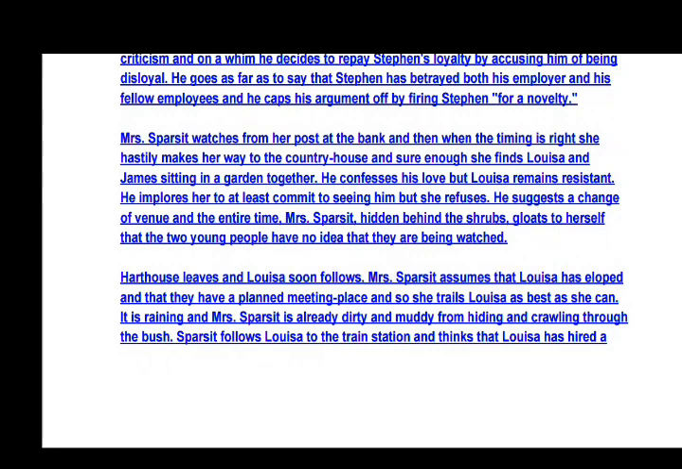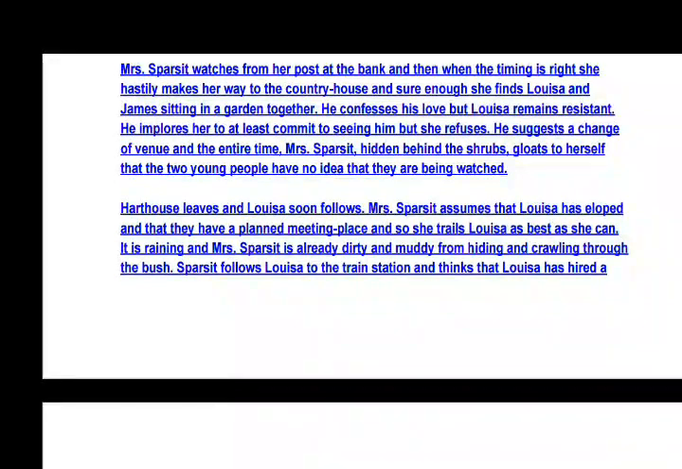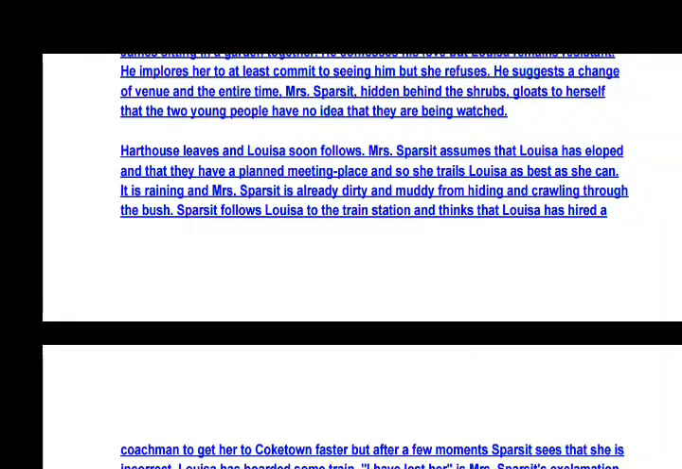Mrs. Sparsit, hidden behind the bushes, gloats to herself that the two young people have no idea that they are being watched. Harthouse leaves, and Louisa soon follows. Mrs. Sparsit assumes that Louisa has eloped, and that they have a planned meeting place, and so she trails Louisa as best as she can. It is raining, and Mrs. Sparsit is already dirty and muddy from hiding and crawling through the bushes.